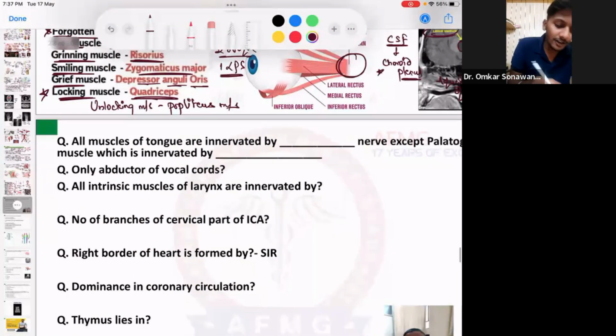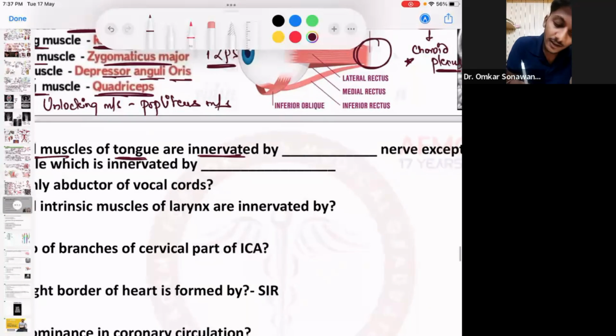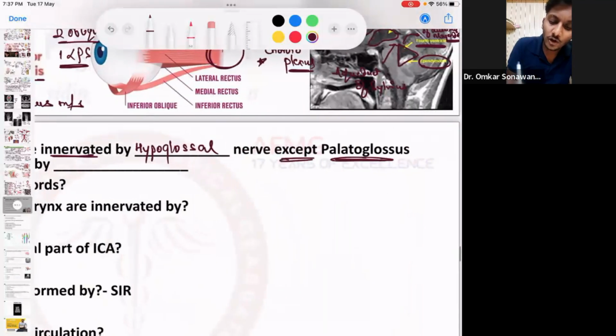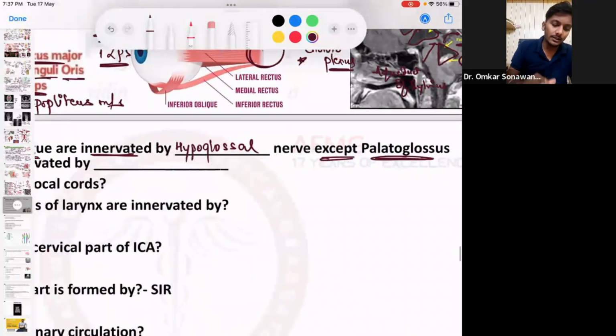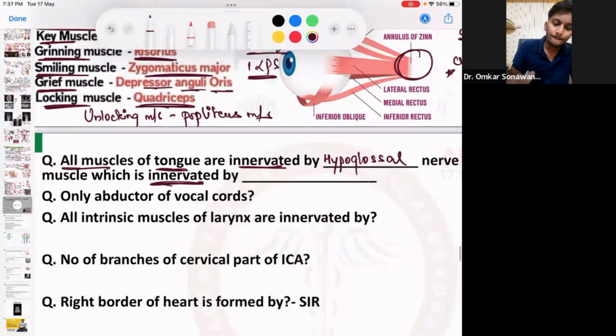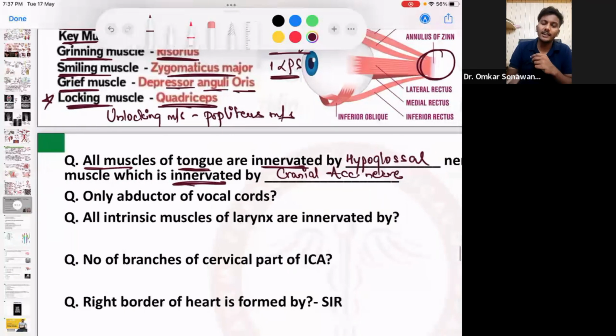Then, all muscles of the tongue are innervated by the hypoglossal nerve, except for the palatoglossus, which is innervated by the cranial accessory nerve. Movement of the tongue is caused by the hypoglossal. The same funda applies to palate muscles also, right?